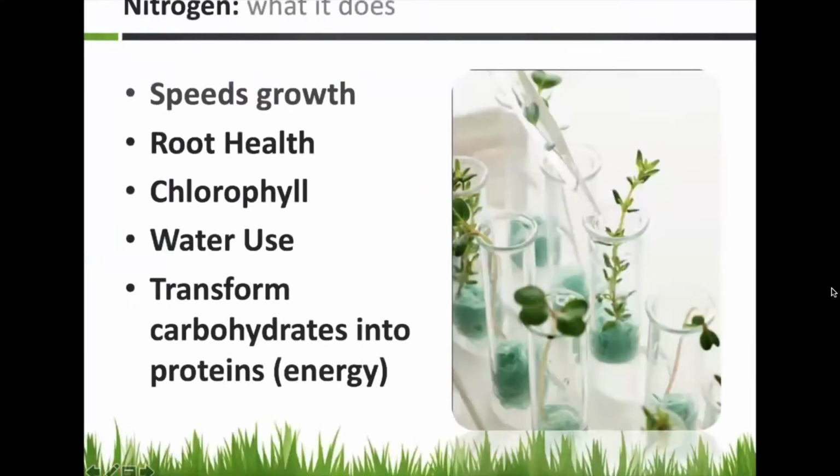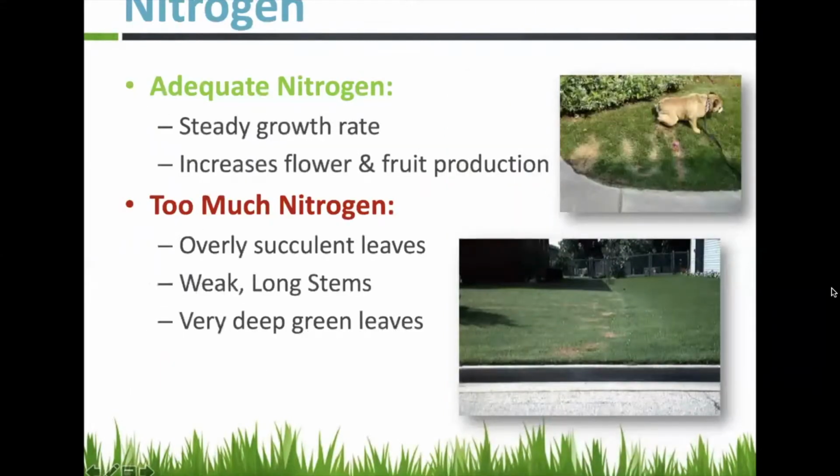That's why we mostly need to apply nitrogen, because it leaches so easily. It's very mobile, unlike other elements that we're going to be discussing. Nitrogen speeds growth within the plant and contributes to root health. There's the chlorophyll element as well, the use of water, and it transforms carbohydrates into proteins or energy. When you have just enough nitrogen, there's a steady growth rate without too much fluctuation. Looking back at the terminals, current season growth and previous season growth are very steady, and there's an increase of flower and fruit production as well.